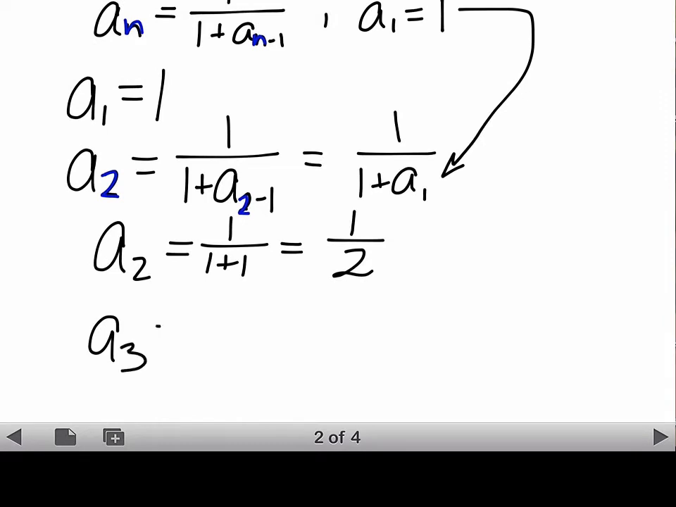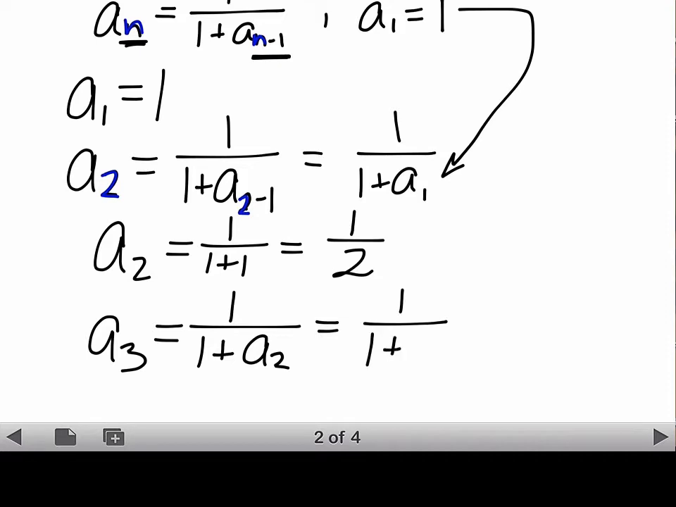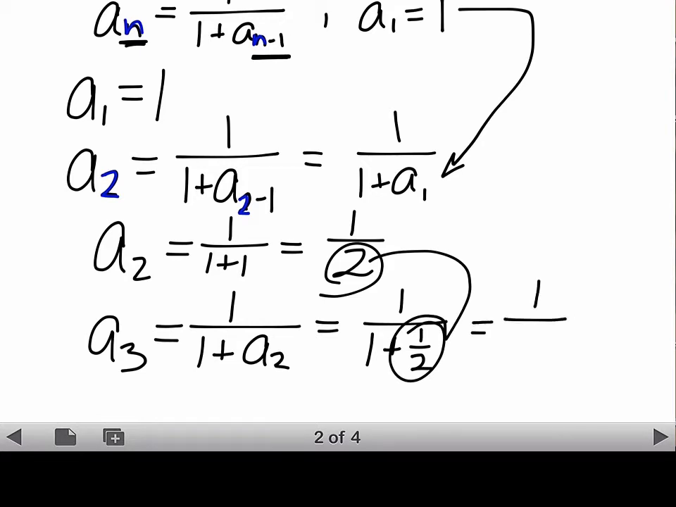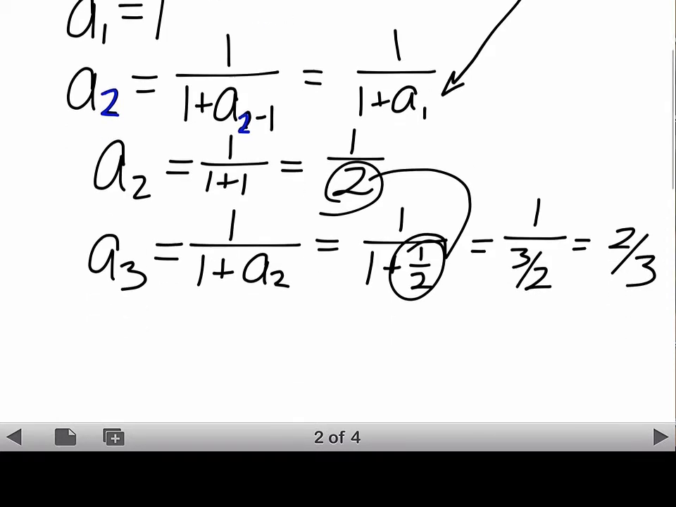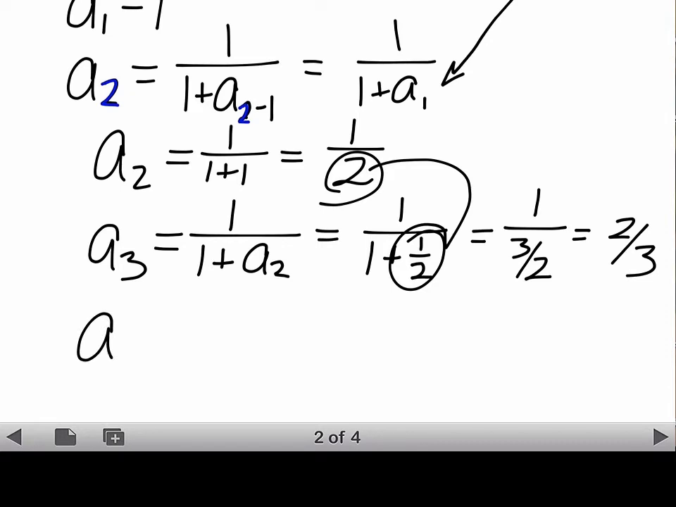A sub 3 is going to be 1 over 1 plus the previous term, a sub 2. Again, a sub n depends on a sub n minus 1, the previous term. So in this case, that's going to be 1 over 1 plus 1/2, because that's a sub 2. And that means we're looking at 1 over 3/2, which gives me 2/3. I don't get to skip ahead to like a sub 10 for something like this. I have to know the previous term before I can generate a new term.